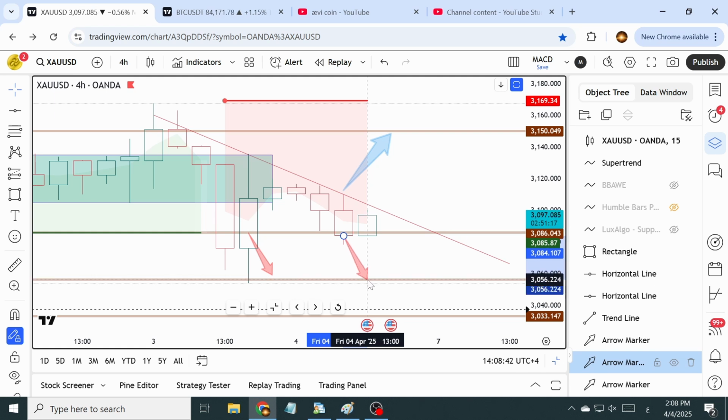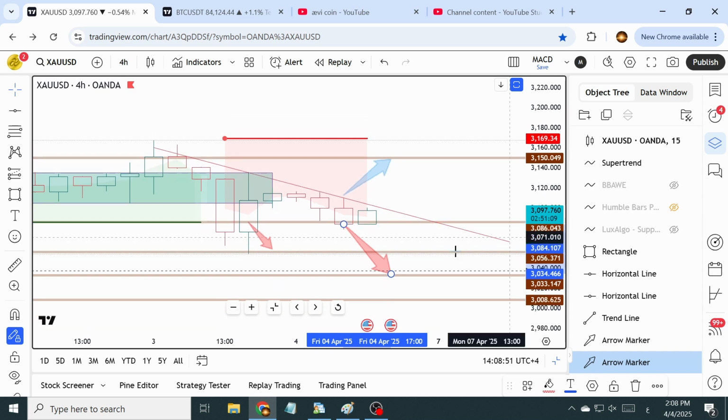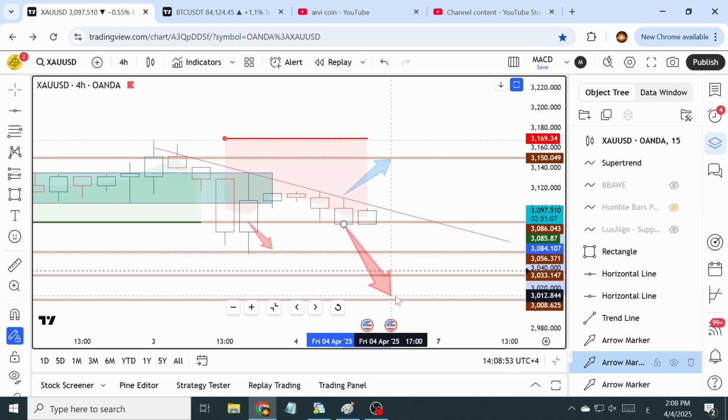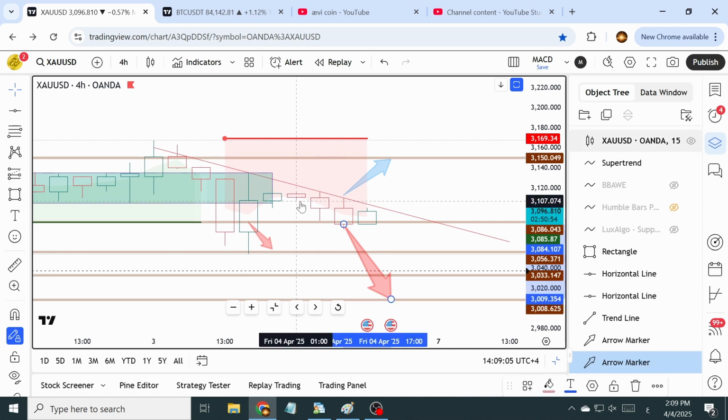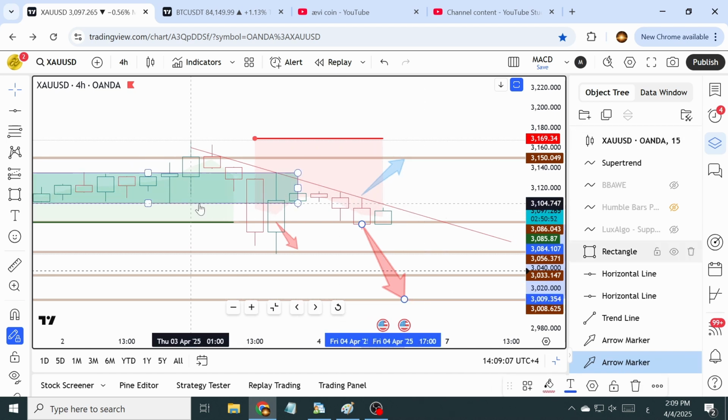In case this level breaks, the next support will be at 3033, and below that the last support of gold will be at 3008. If the price goes below this level, we will start seeing a sharper momentum of the gold price to fall.